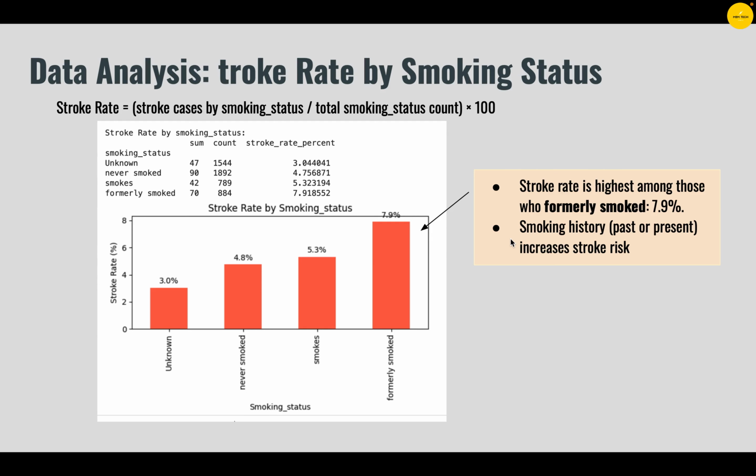Next, we take a look at stroke rate on categorical features. To calculate stroke rate, we divide the number of stroke cases by the total people in each group. So interestingly, people who used to smoke had a higher stroke rate than current smokers. That may be because the damage from smoking builds up over time even after they quit.